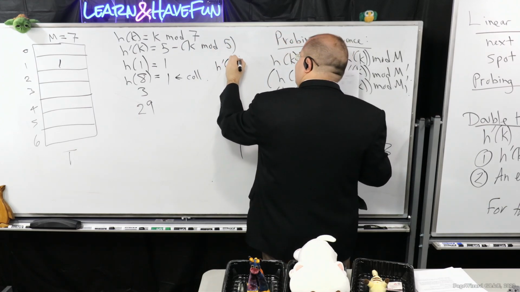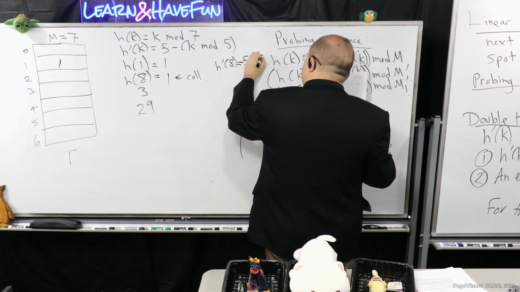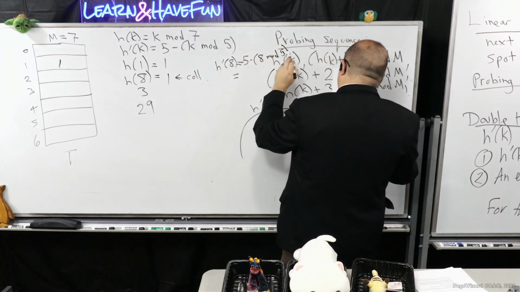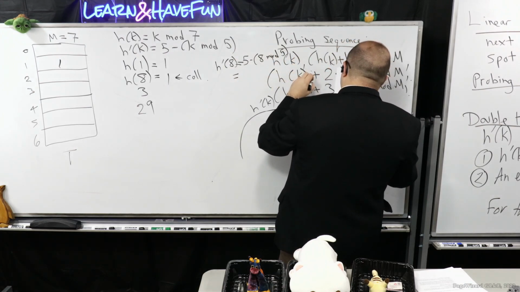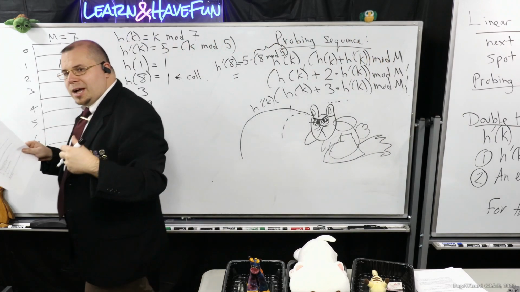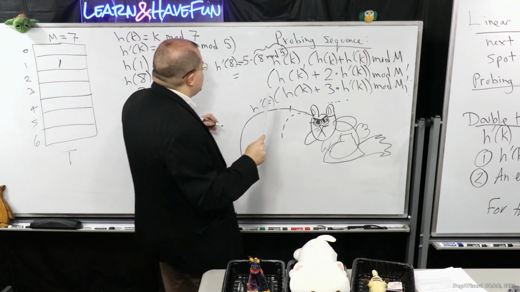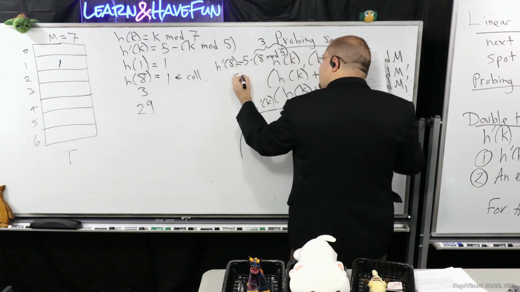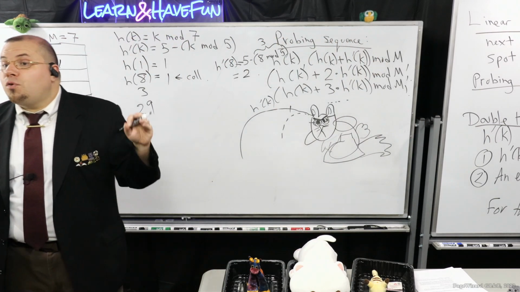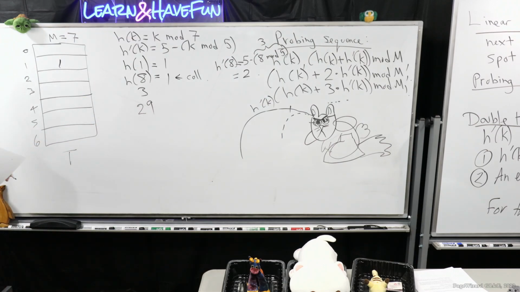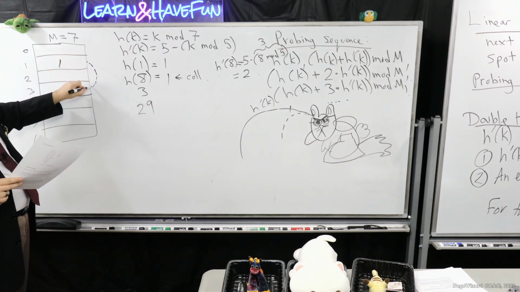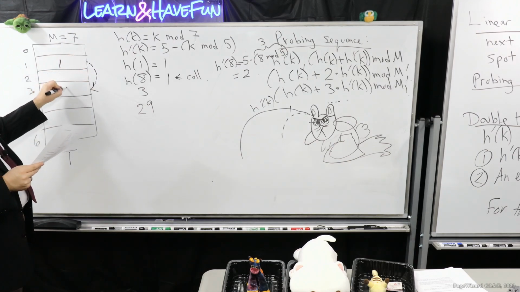Well, it's 5 minus 8 mod 5. So we have 8 mod 5. Well, think about this. 5 mod 5 is 0. This is 3 higher, so it's 3 mod 5. So we have 5 minus 3, which is equal to 2. So the bunny is going to make hop sizes of 2 for key 8. We're going to start here because we got a collision here. We're going to hop by 2 over here, and we see we could put the 8 right there.